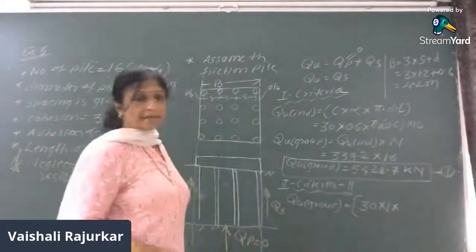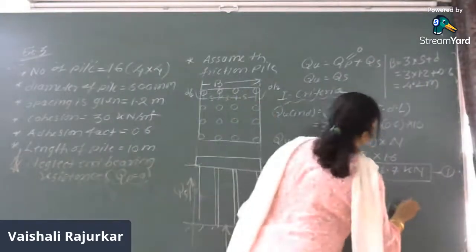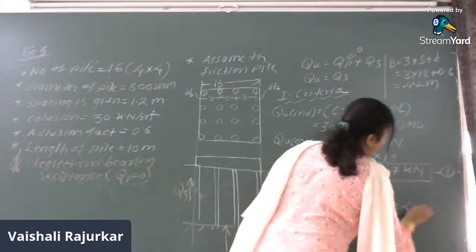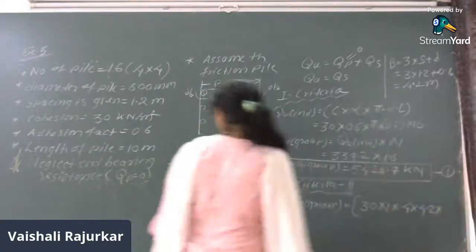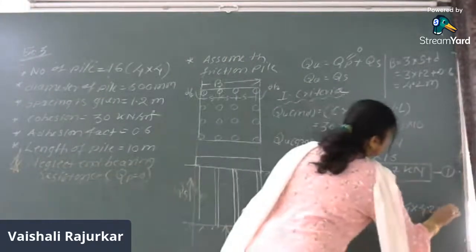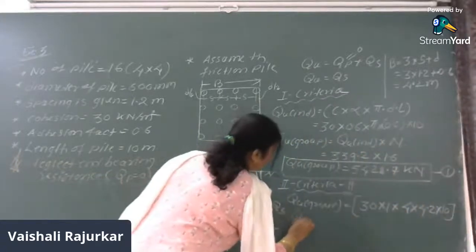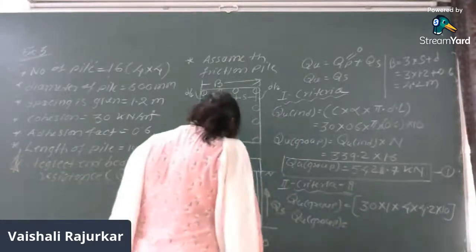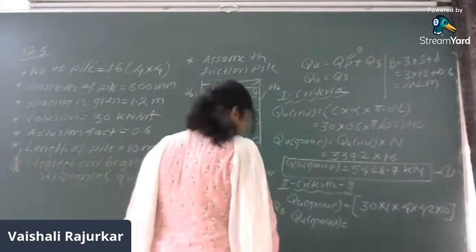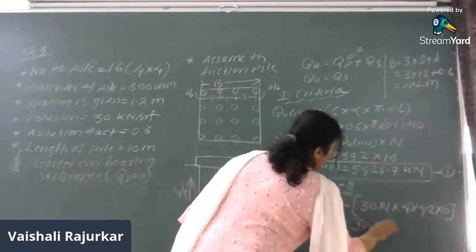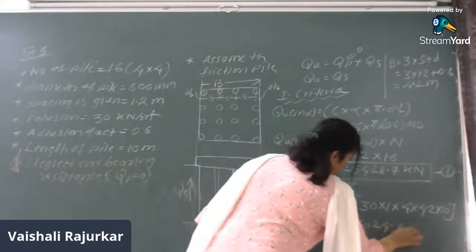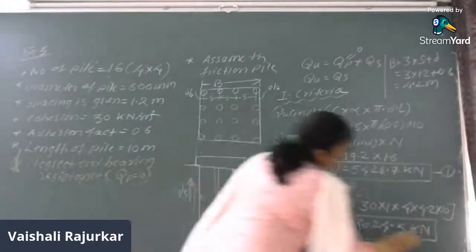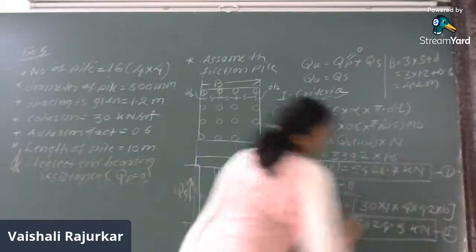Now the perimeter is 4 into 4.2, into the length of the pile, which is 10 meters. So the value of QU of the group is equal to 3024.5 kilograms. So this is the value which is obtained by the second criteria.